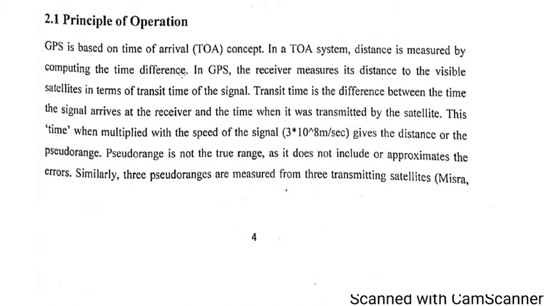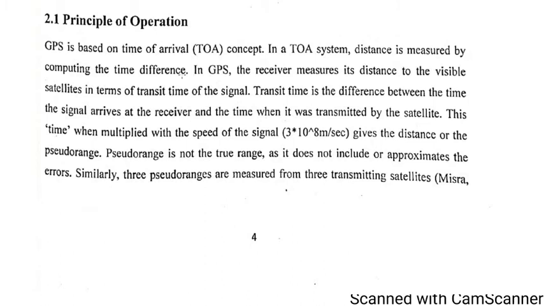I'll explain once again clearly. GPS works on the principle of time of arrival, and that concept is implemented using the trilateration method, because we need at least 3 satellites to get the proper time. A fourth one is used to correct that particular answer, or the time. So the main operation of GPS is based upon TOA. TOA is nothing but time of arrival, where distance is measured by computing the time differences.